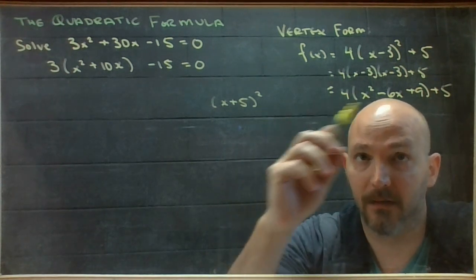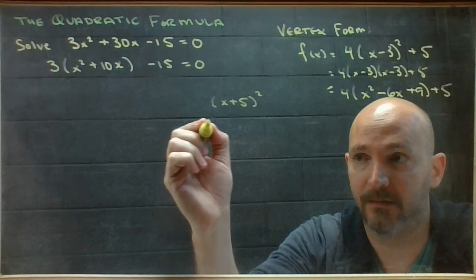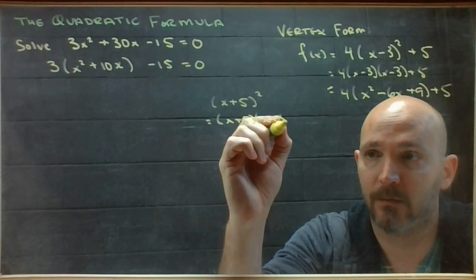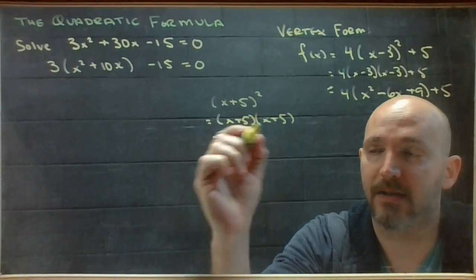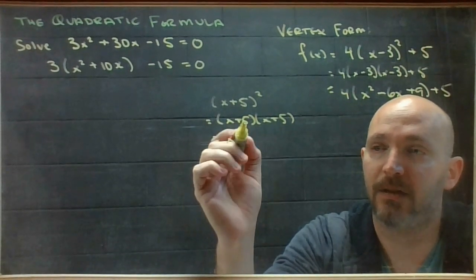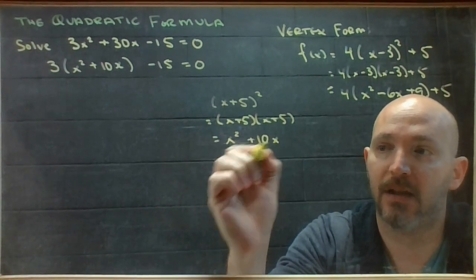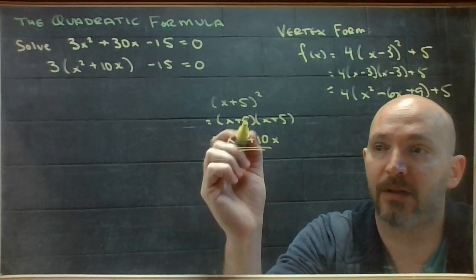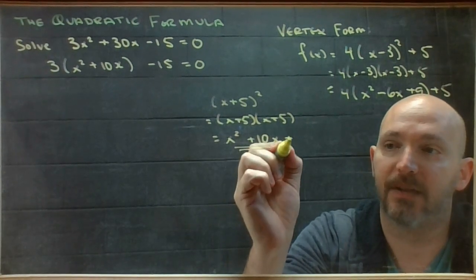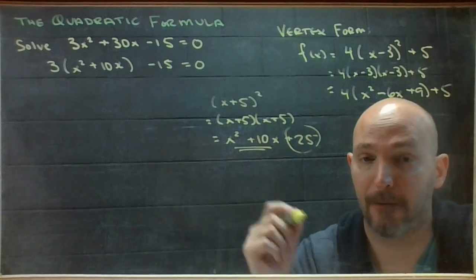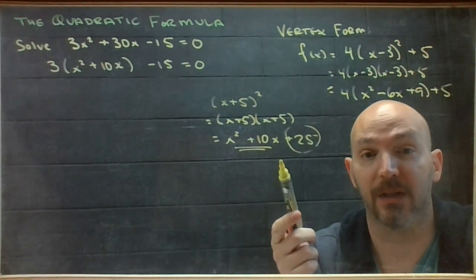So I'm just going to do this here. x times x would be x squared. 5x and 5x would be 10x. I have that much. 5 times 5 is 25. So this piece here is missing. So I'm going to introduce it.